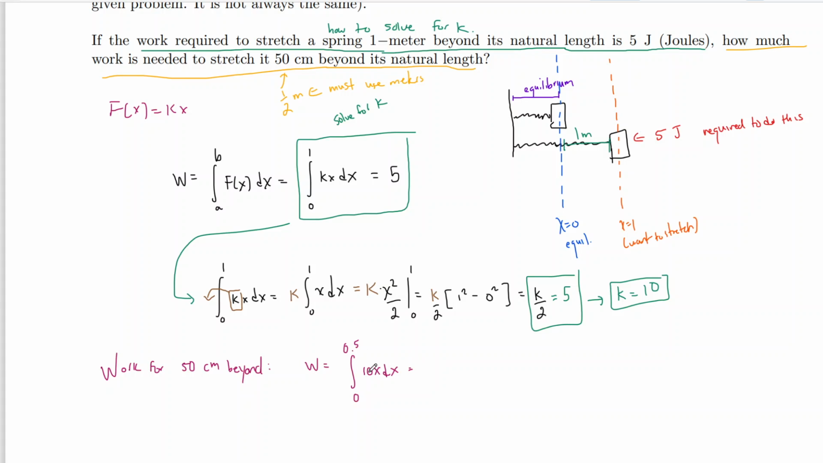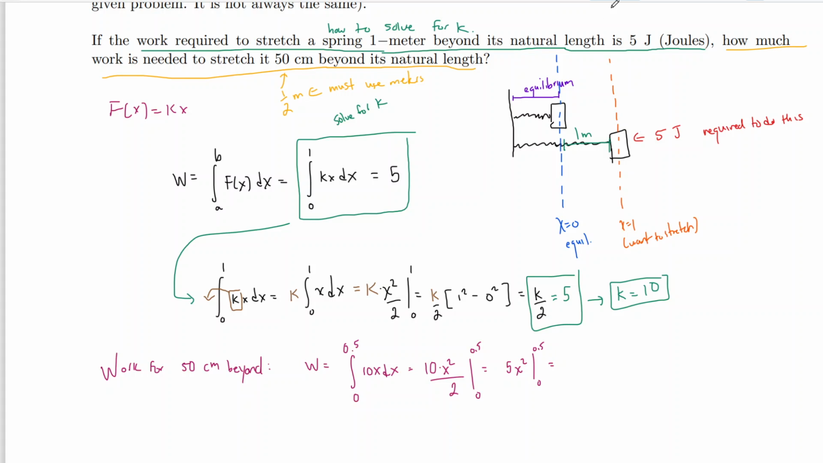All right, so let's go ahead and integrate this. You can leave the 10 there, or bring it out. I'll just leave it there because with a 10, we're more comfortable with this. Integrate x, you get x squared over 2. And then that's from 0 to 0.5. If you want, you can simplify the 10 over 2 to be 5 first.